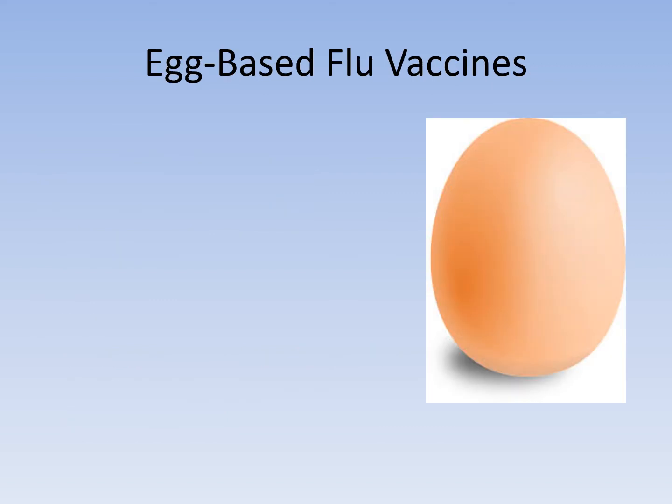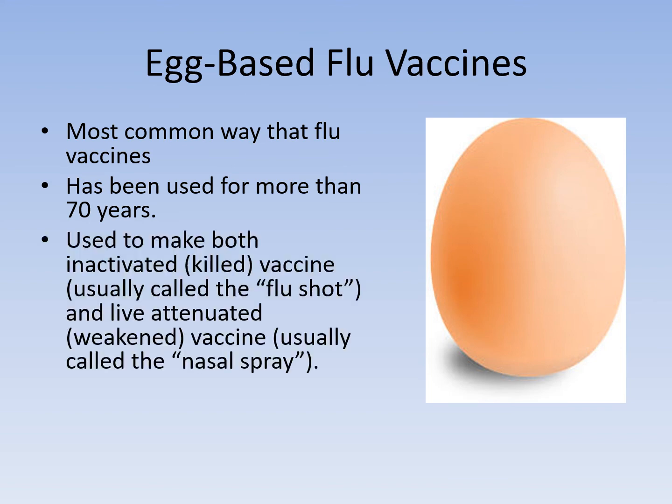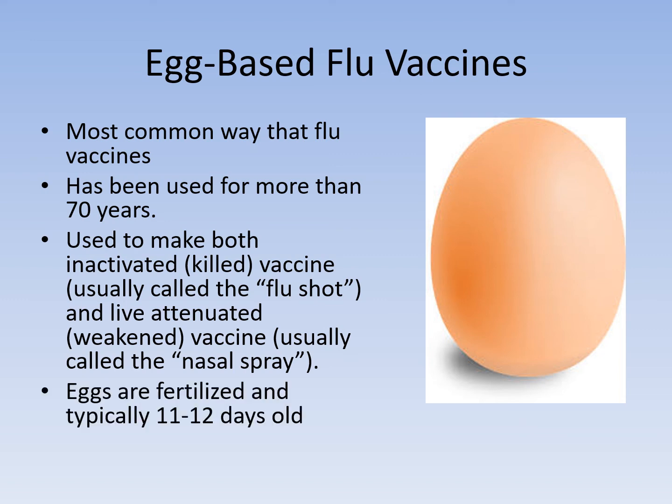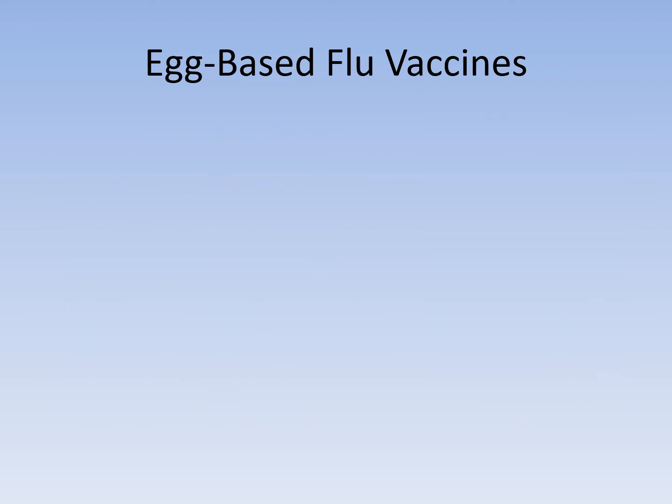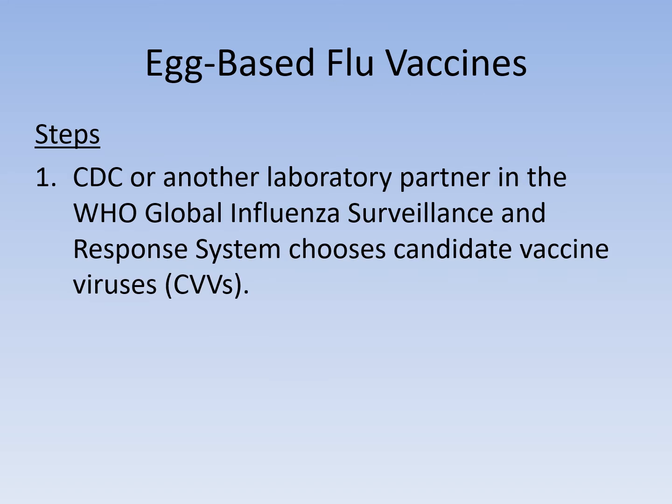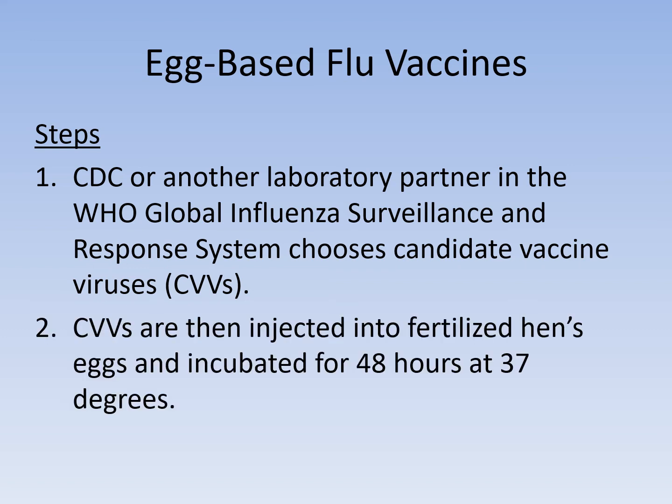The use of eggs is the most common way of generating an influenza vaccine. That's been used for more than 70 years. It's used to make the inactivated or killed vaccines, as well as the live attenuated or weakened vaccines that are used in the nasal spray. Eggs are fertilized and they're typically 11 to 12 days old. So the first step in making an egg-based flu vaccine is for the CDC or the World Health Organization to identify the candidate vaccine viruses, so whatever they think is circulating in the population at that time. And then those candidate viruses are injected into the fertilized hen's egg and incubated for 48 hours at 37 degrees.